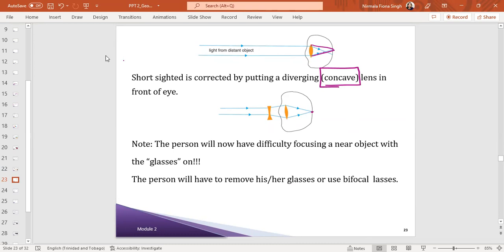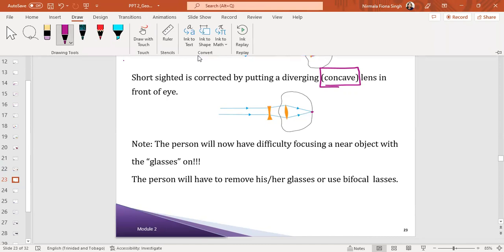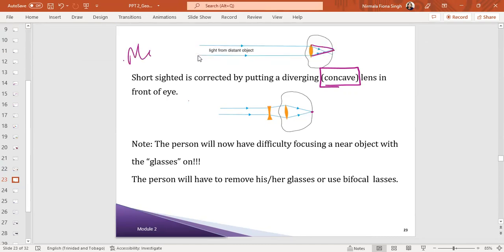Because your lens is not strong enough, or the muscles are not strong enough to make this lens thin, it bends in too much normally. So if we cause those light rays to spread out more, because the lens is still pretty powerful, it's going to make the light rays hit the right spot on your retina. All right, so what you just have to remember is for short-sighted people, or myopic people, with myopia, use a concave lens to spread the light rays apart so that they will hit the retina at the right point.